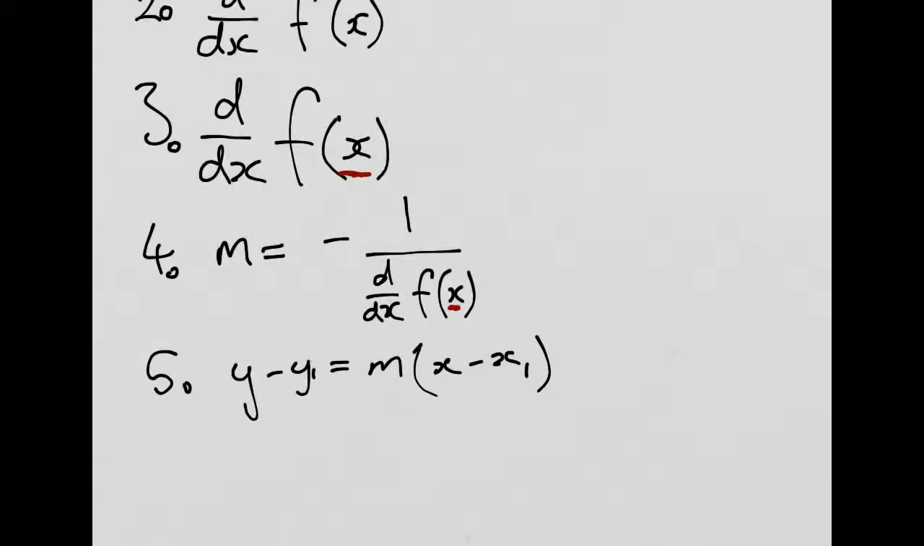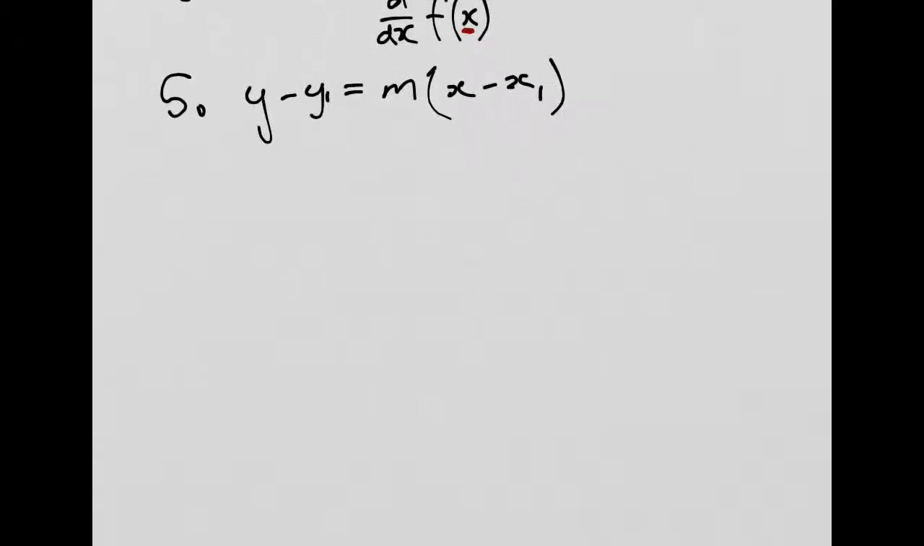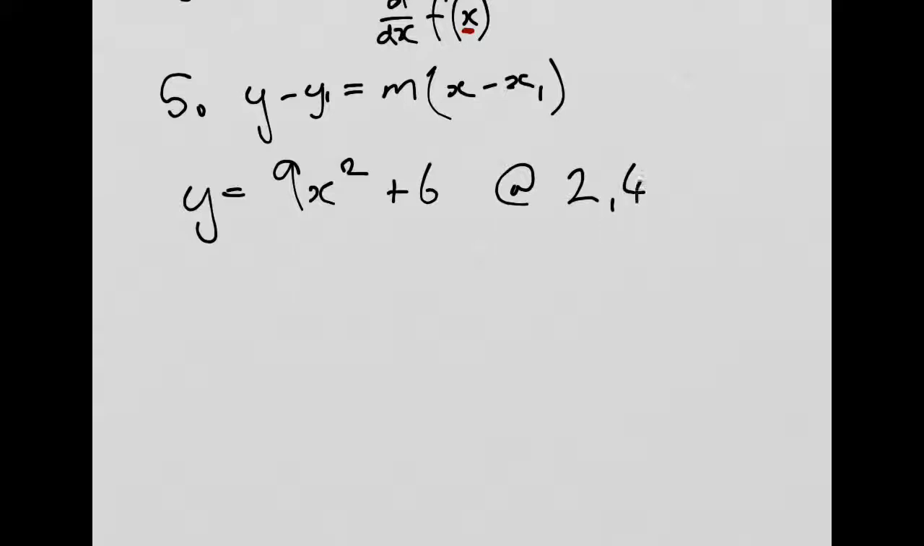Now let's look at an example. So, looking at the equation y equals 9x squared plus 6, and we're going to find the normal at the point 2, 42. So in this case we have our value for x and our value for y, so we don't need to calculate either of them.